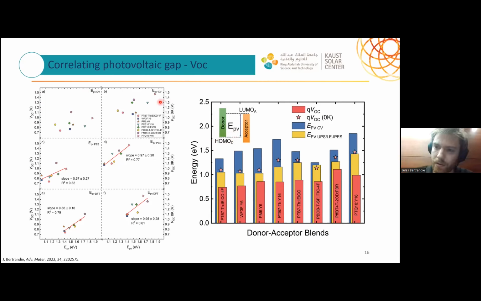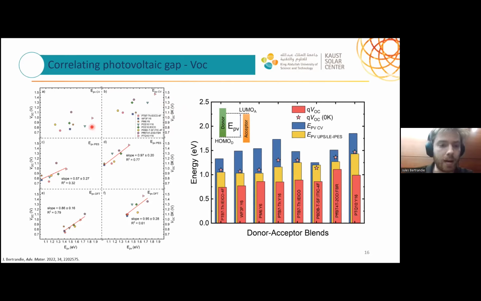We correlate also the VOC estimated at 0 Kelvin. So in order to have those values, what we did is a temperature dependence measurement of the VOC. So we just measure the VOC at different temperatures. We decrease the temperature until 200 Kelvin. And once we have a kind of trend, we just extrapolate until 0 Kelvin, and then we have this VOC estimated at 0 Kelvin. And it has been shown that it is an estimation of the CT states.